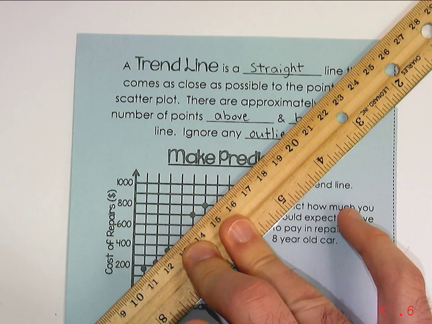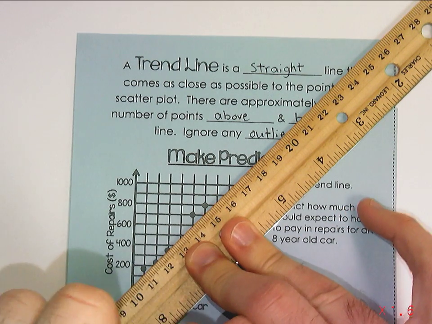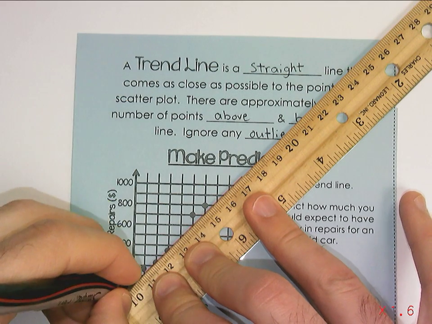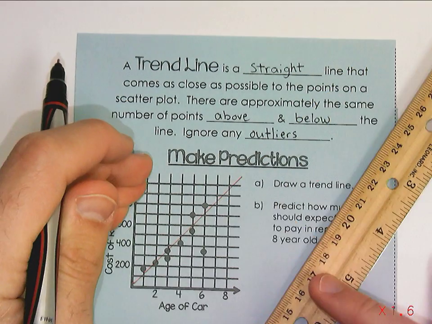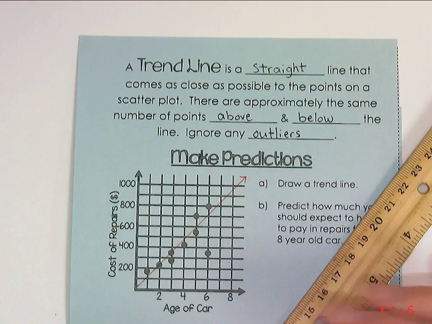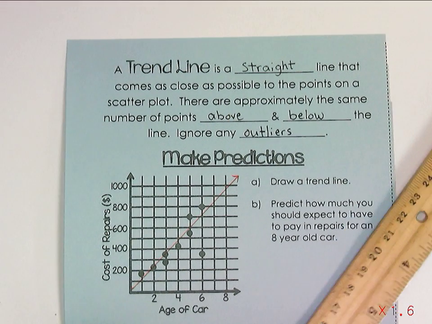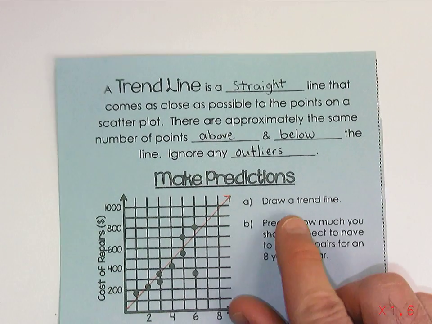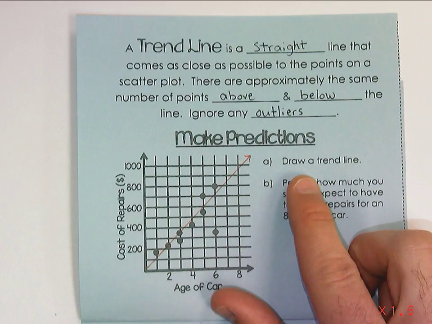Typically these aren't always perfect, so it's just finding the center of the data and giving it your best shot when you're putting it through there. So I would say that's what our trend line looks like. And so we drew the trend line like it asked. So let's look at part B then.